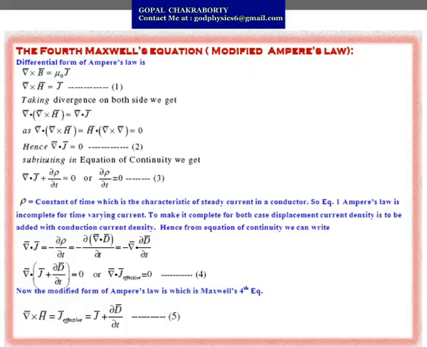The differential form of Ampere's law is del cross B equals mu naught J.